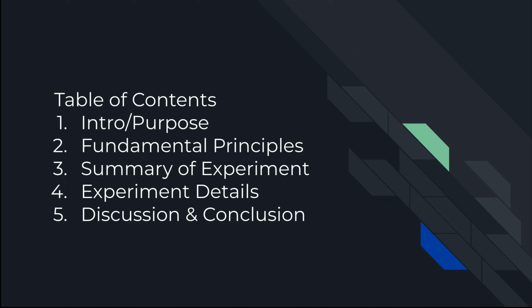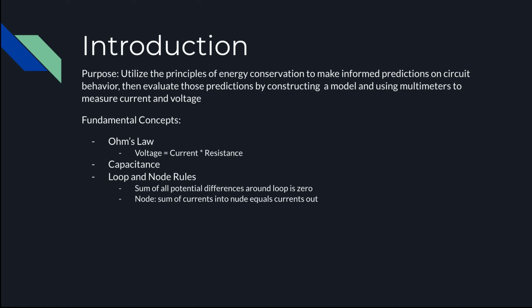Just looking at the table of contents, we'll first look at the intro and the purpose of the experiment, then talk about some fundamental principles, the summary of the experiment, some of the procedures, the experiment details, and then finally a discussion and conclusion. The overall purpose of this experiment is to utilize the principles of energy conservation to make informed predictions on circuit behavior, and then evaluate those predictions by constructing a model and using multimeters to measure current and voltage.